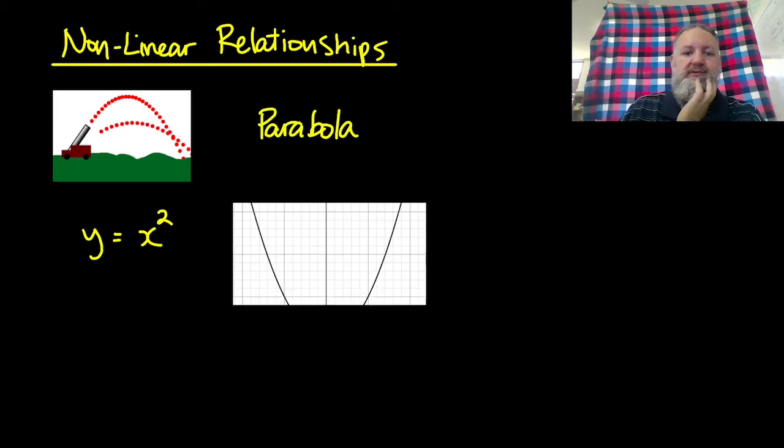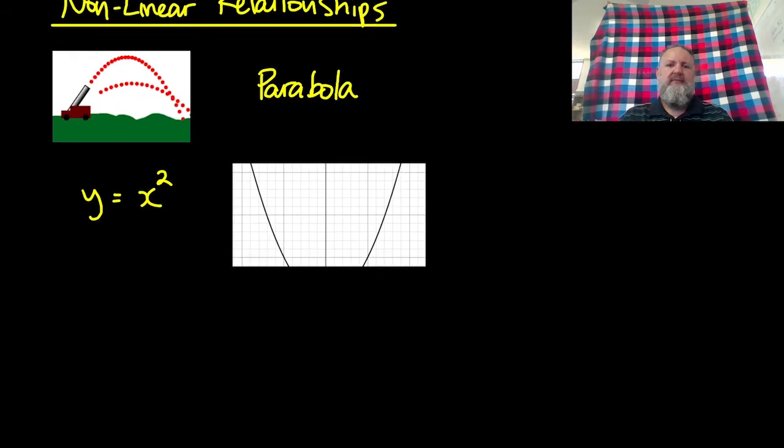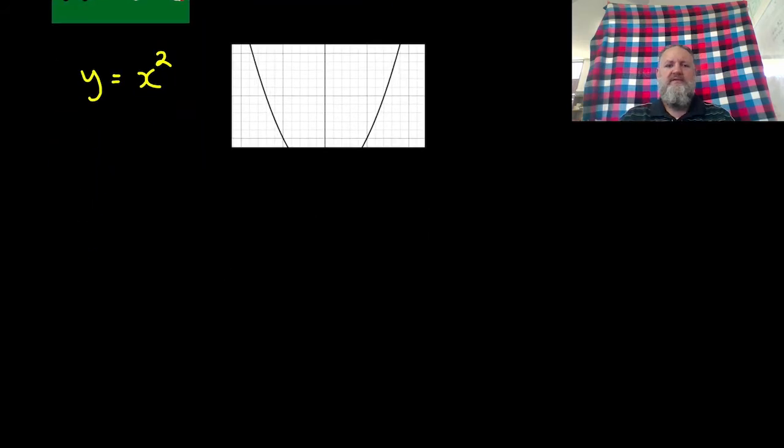Parabolas can be shown mathematically by using this formula here: y is equal to x squared. This is the form that they generally will take. If you've got a y value and an x value, and the x value is being squared, you will end up with a parabola.